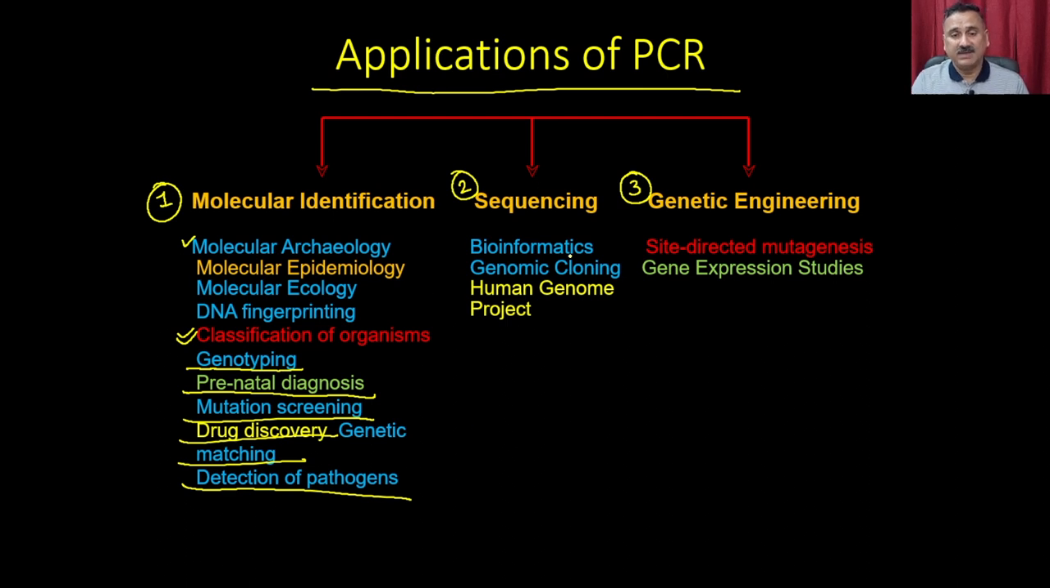Now when we talk about sequencing, it is also being used for bioinformatics purposes, genomic cloning, and it has been extensively used in the human genome project. As far as genetic engineering is concerned, it is being used for site directed mutagenesis as well as for gene expression studies. So let's first start with the first aspect, and then we'll follow the other two aspects.